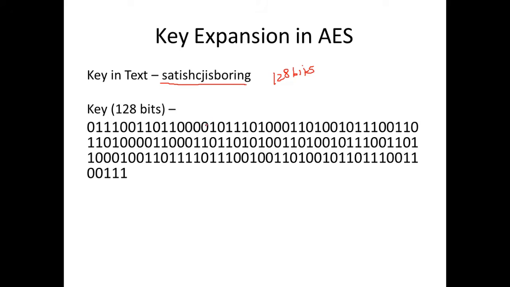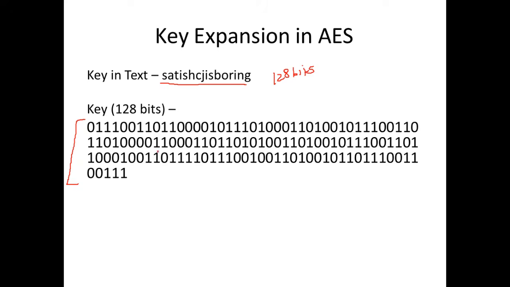Now let us understand the strategy behind key expansion in Advanced Encryption Standard. For that, first we need to take a key. So I have taken this key. The key is "Satish CJ is boring", a very interesting key. And this key is actually 128 bits. What I mean by saying that this key can be represented in 128 bits, it's represented like this. So this is the meaning of "Satish CJ is boring".